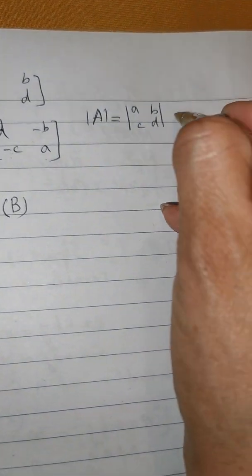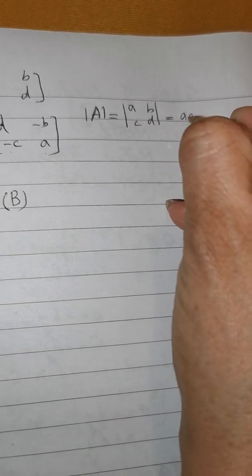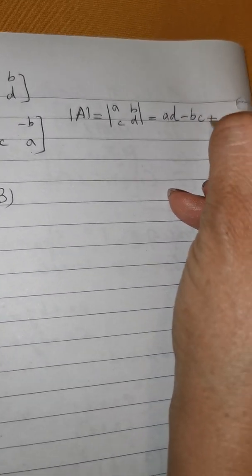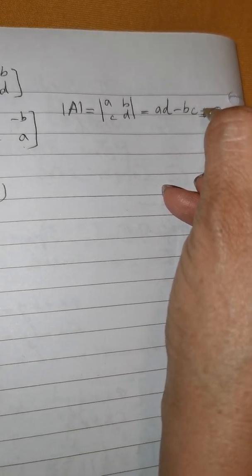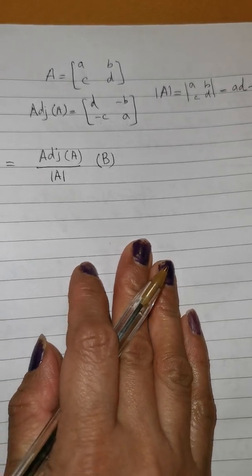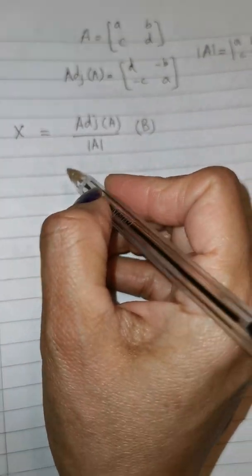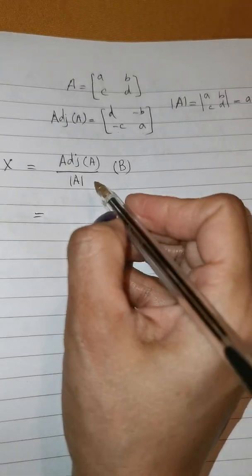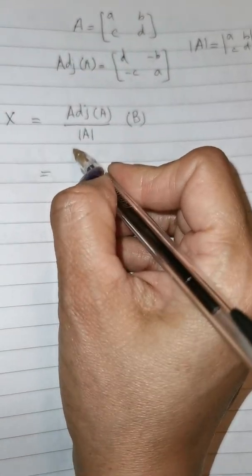What will be its answer? A multiplied by D minus BC, and it should not be equal to 0. Then we will proceed further, right? This is our determinant of A. Now simply I will put the values of adjoint of A, and adjoint of A is in front of you.